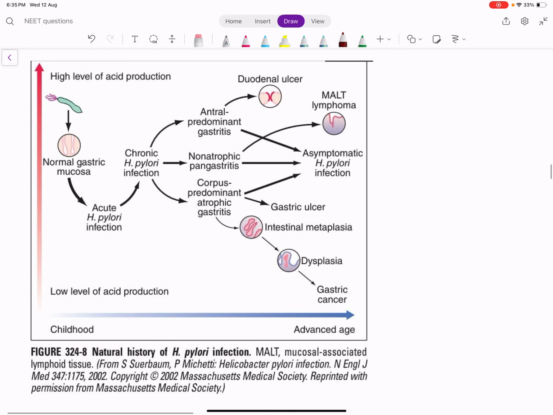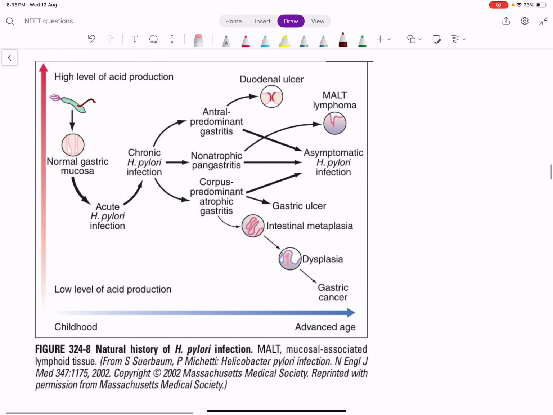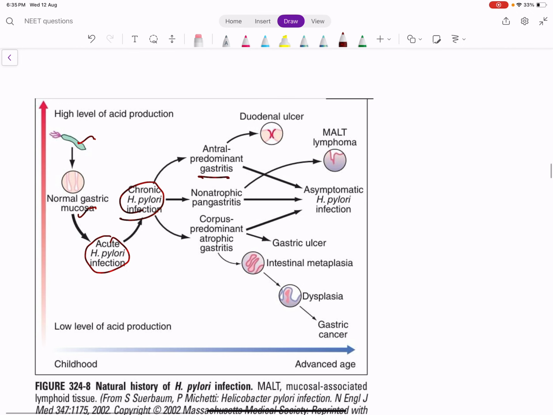So this is again the same diagram which shows the progression. See, H. pylori bacteria is there in the normal gastric mucosa. Acute infection becomes chronic infection. By the host factors and the bacterial factors, it causes acute gastritis, chronic gastritis, and ulcers. Two cancers can occur. One is gastric cancer, another one is MALT lymphoma.